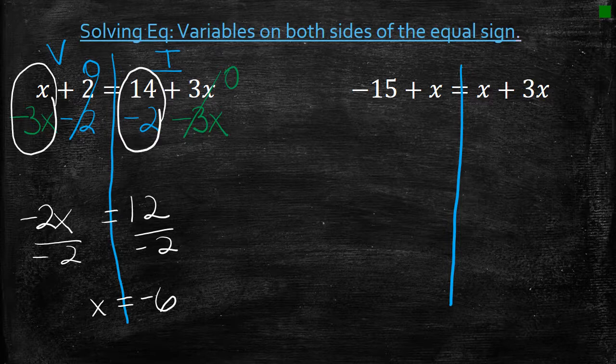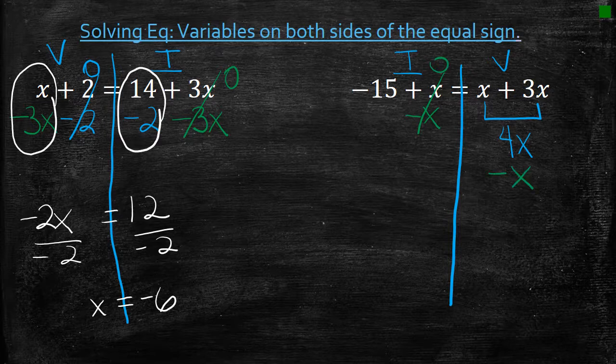So I'm going to go ahead and label this side variables because I can see that x and 3x are both variables, and I know that that's going to make a 4x. So if this side is variables, the other side must be integers. So I'm going to take a look on the integer side, and I see negative 15. I don't want that positive x there, so I know I have to get rid of it by subtracting x to make a 0. I'm going to subtract x on the other side as well.